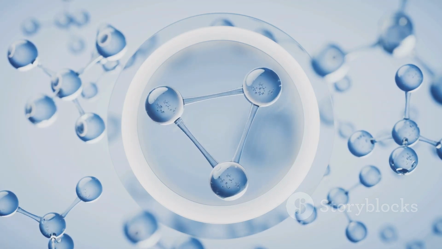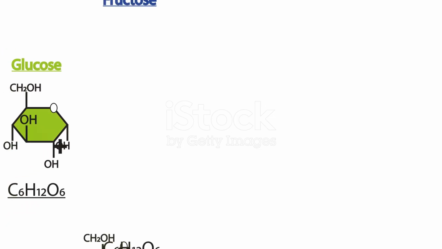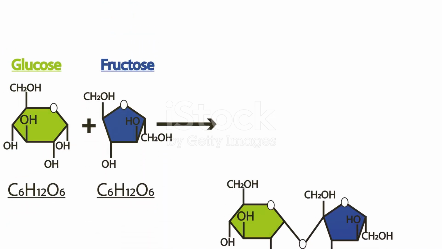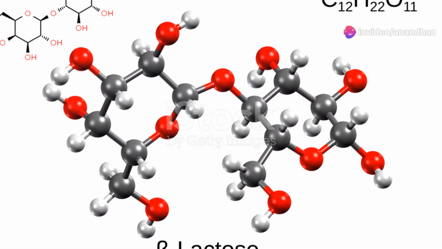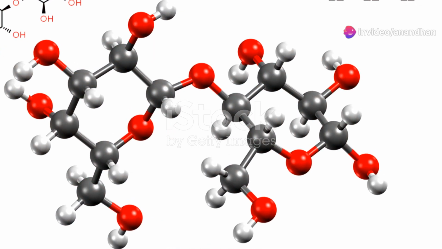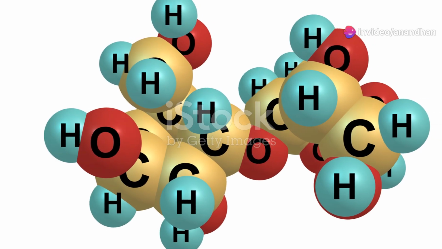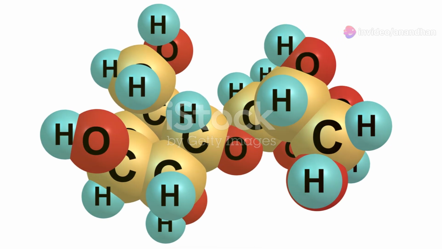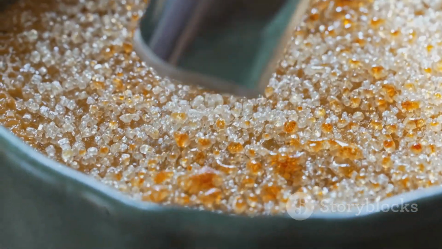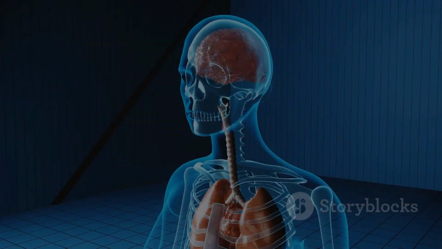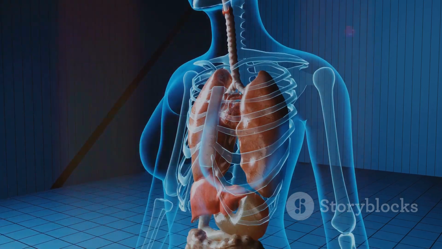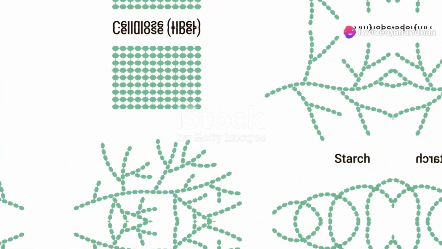Common disaccharides include sucrose, table sugar, formed from glucose and fructose; lactose, milk sugar, formed from glucose and galactose; maltose, malt sugar, formed from 2 glucose units. Disaccharides are also sweet and soluble in water. They are broken down into their respective monosaccharides during digestion.